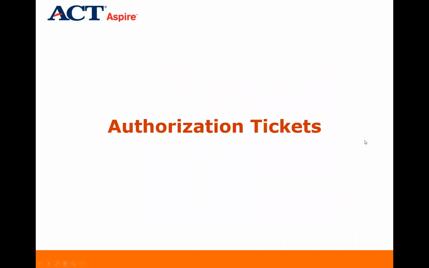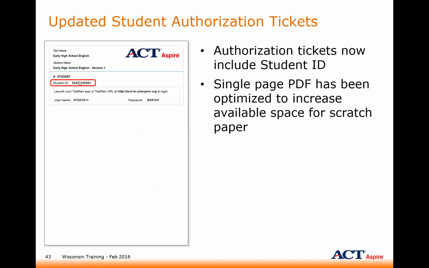Okay, so now we're going to the authorization tickets. Just want to note that the authorization tickets have been updated. We've now added the student ID there, and that's to help you ensure that you're getting the authorization tickets to the correct student. Previously we just had their name. We've added the student ID to make sure you're matching up authorization ticket to student.